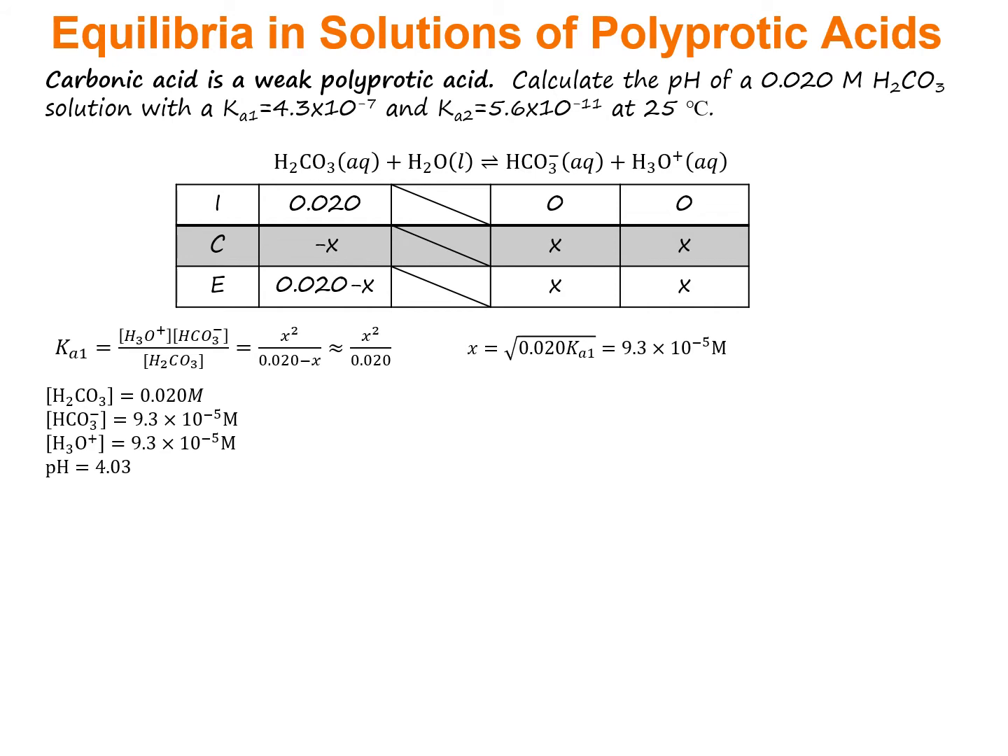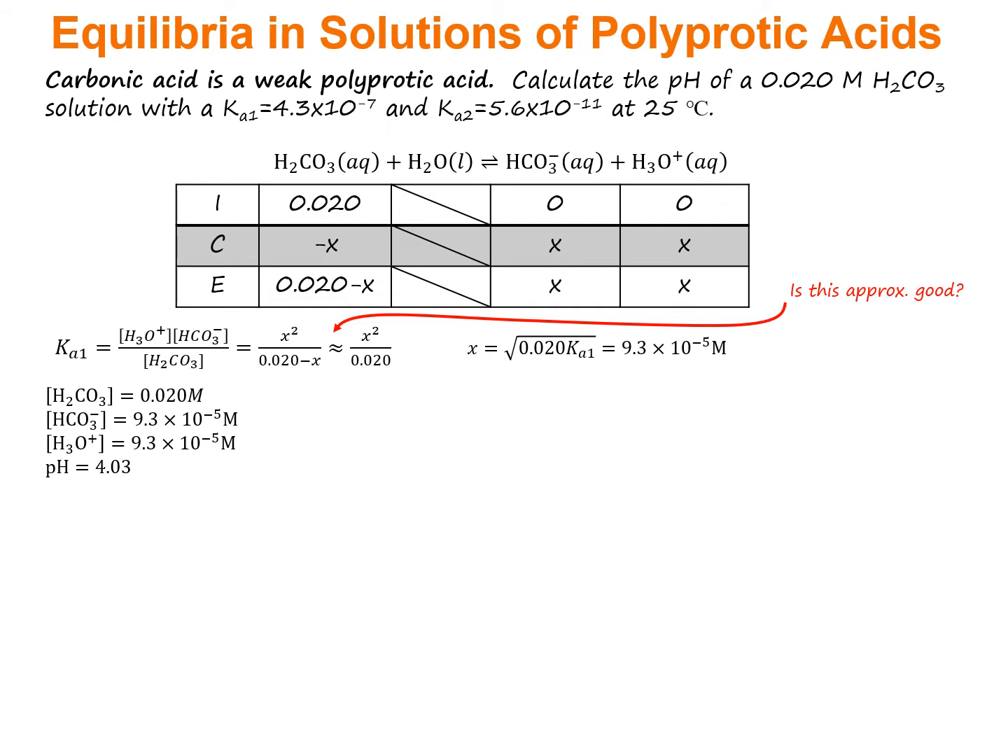That subsequently gives me the bicarbonate concentration of 9.3 times 10 to the minus 5 because it's equal to x, and the hydronium concentration of 9.3 times 10 to the minus 5. The carbonic acid concentration, if I do 0.02 minus that 9.3 times 10 to the minus 5 within our sig figs, is still going to end up at 0.02. And the pH there, of course, you're just doing minus log of the hydronium ion concentration, and that gives me 4.03.